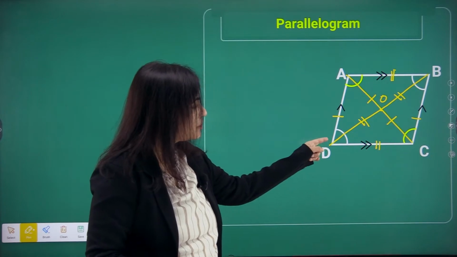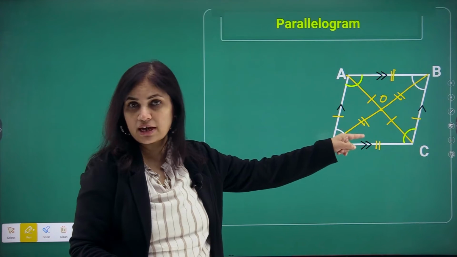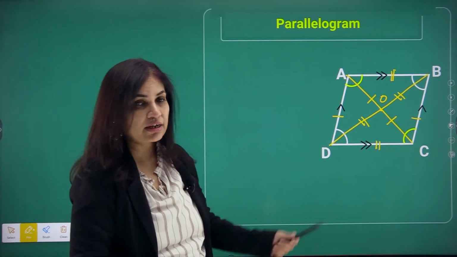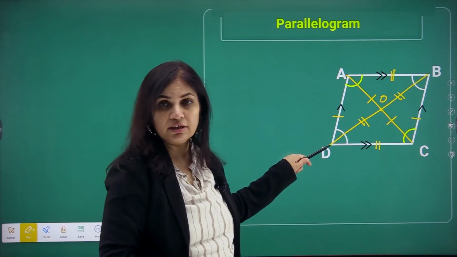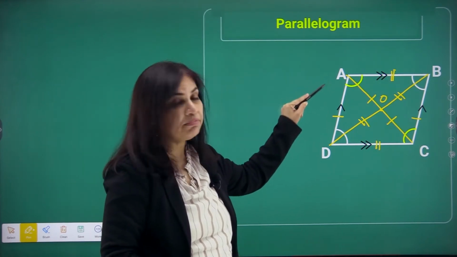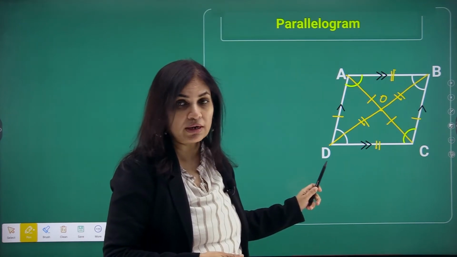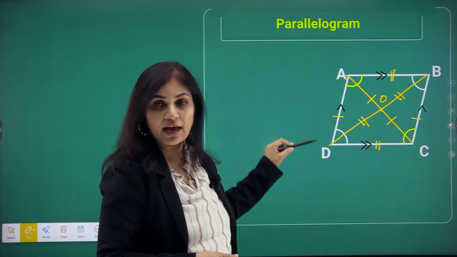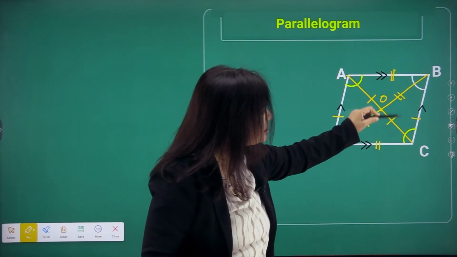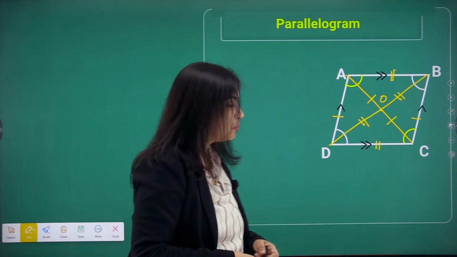Also, the sum of adjacent angles. We have already stated that the opposite angles are equal. The adjacent angles are angle A, angle D. Adjacent angles are those which are lying on the same side of the parallelogram. The sum of adjacent angles is 180 degrees. Angle A plus angle D will be the same as angle D plus angle C, the same as angle C plus angle B, the same as angle B plus angle A, equal to 180 degrees.